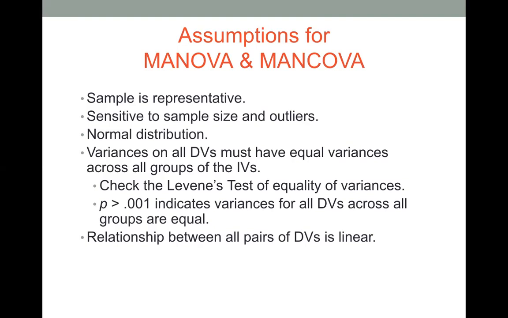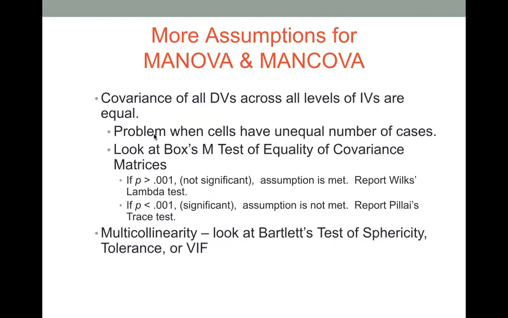And you have to know, in the research you want to design, whether these assumptions can be fulfilled based on the kind of data you have. If you are not able to meet these assumptions, then you may not be doing MANOVA or MANCOVA. So, more assumptions: the covariance of all the DVs on all levels of the IV are equal, you see.